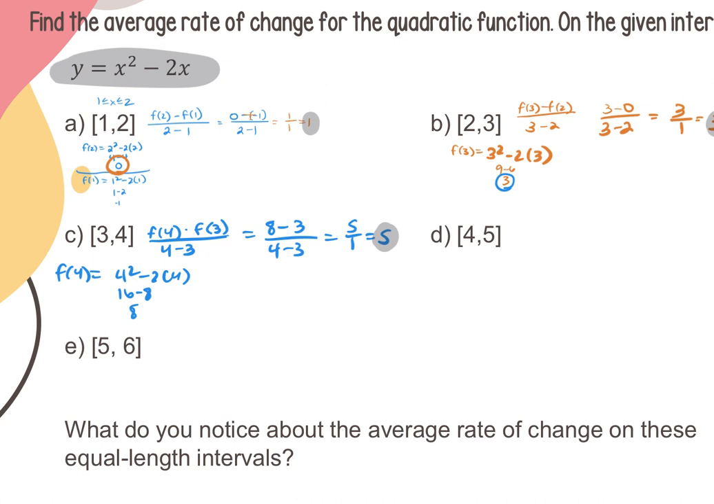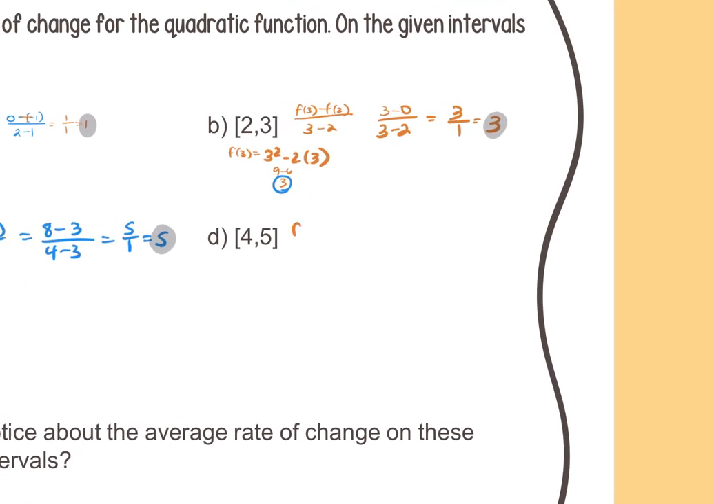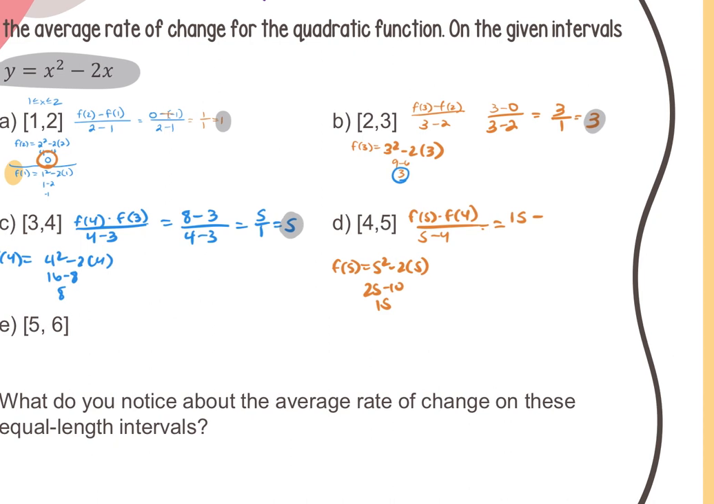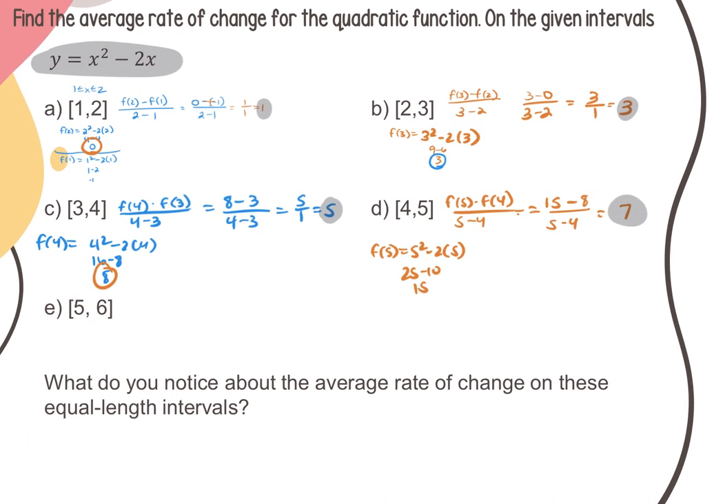Now I'm doing f of 5 minus f of 4 over 5 minus 4. f of 5 is 5 squared minus 2 times 5, 25 minus 10, 15. 15 minus f of 4, which was 8, over 5 minus 4, and I get 7. What do we think the next one is going to be?